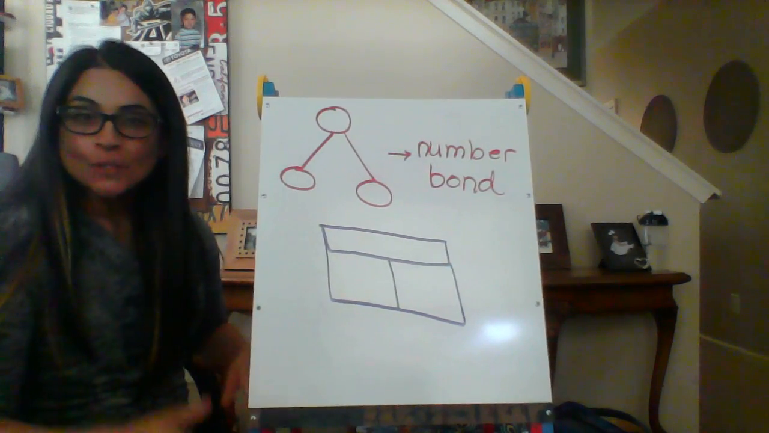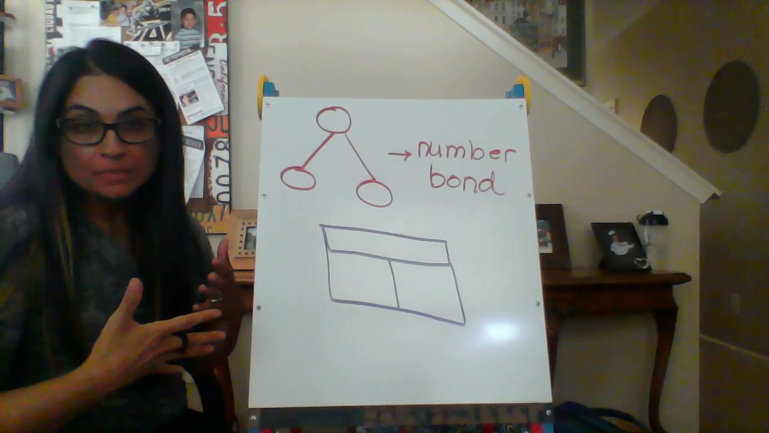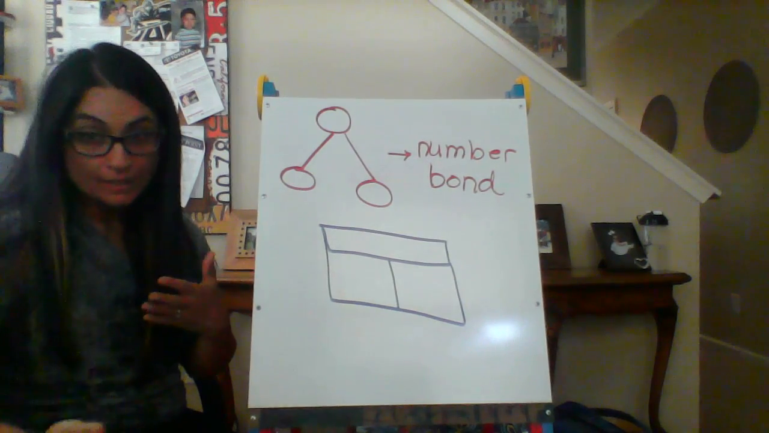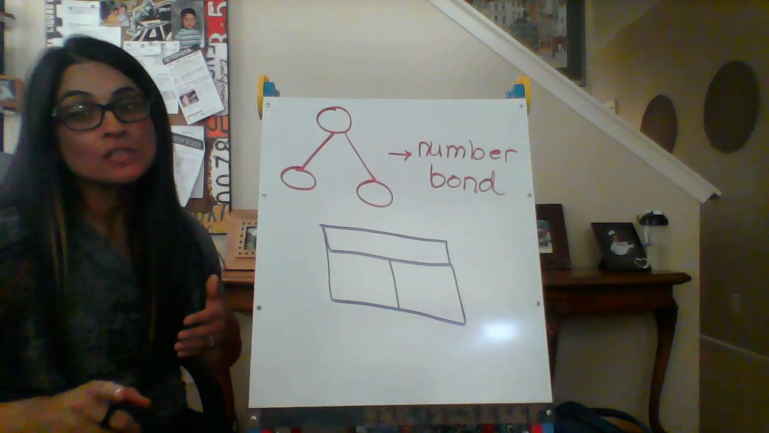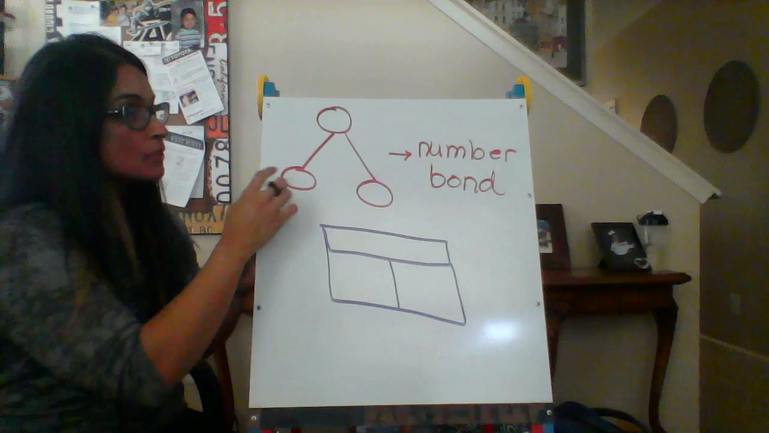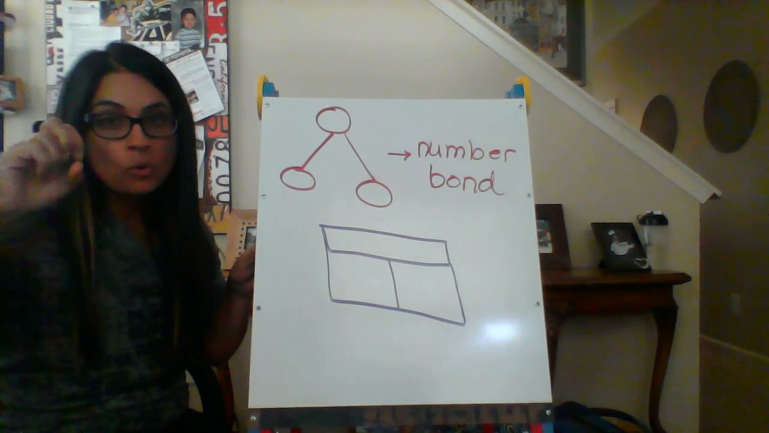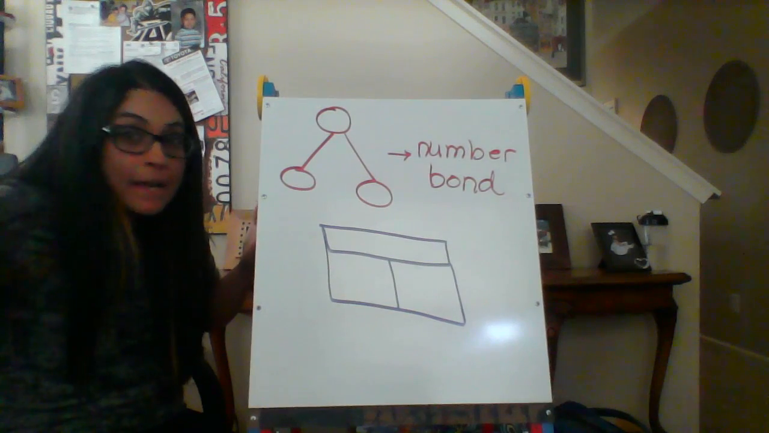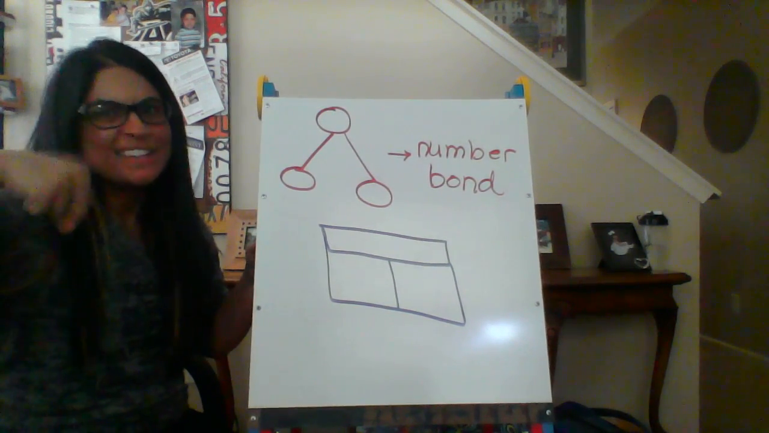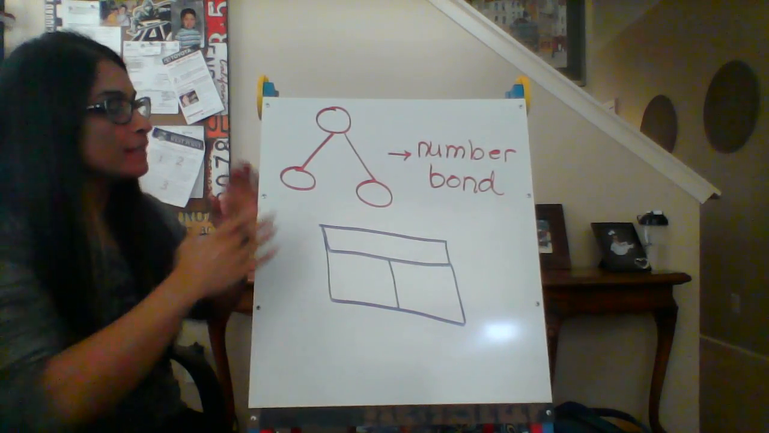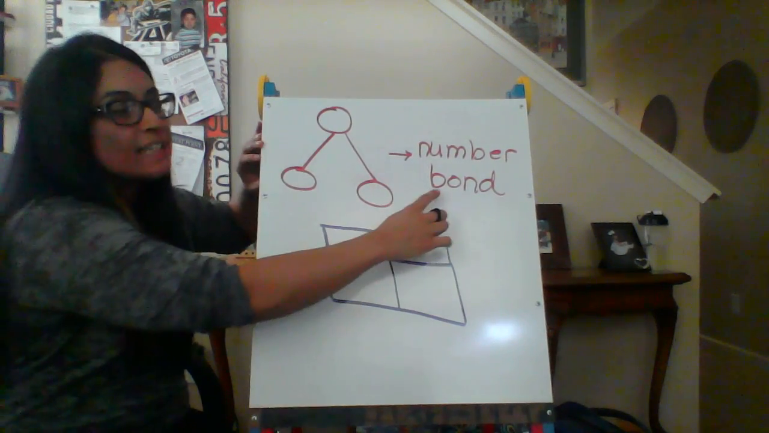Hi. Okay, so I wanted to go over something new that we are talking about and learning, and I know that you knew this from first grade. These are called number bonds. Say yes if you know what they are, or no, I don't know what you're talking about. Okay, yes, right? We know number bonds. So when you see this, this is called a number bond.